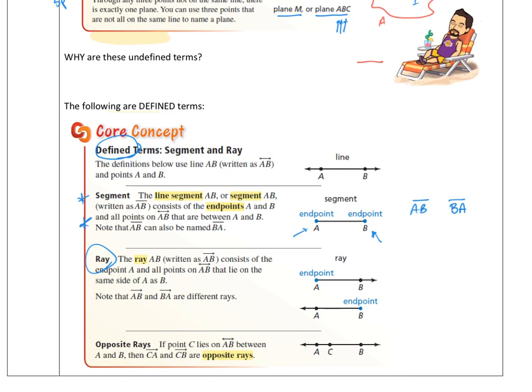A ray is a defined term because we can come up with a definition that suits every single possibility, because it has one endpoint and it goes on in one particular direction forever. So if I call this D and E, I could name this ray DE. But notice I can't name it ray ED. I always start with the endpoint, and even if the endpoint was on this side, this would be ray BA. You start with the endpoint and then go in the direction that it goes forever.